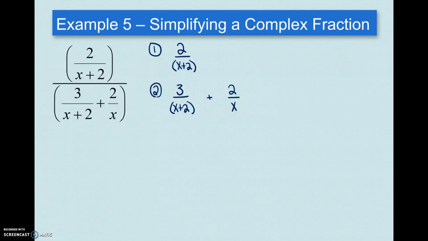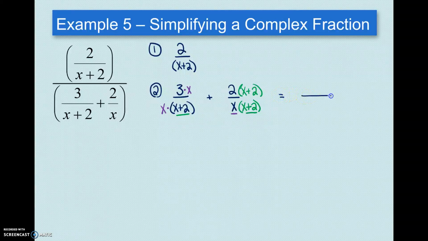So, this first denominator has an x plus 2. So this denominator over here needs an x plus 2. And if you multiply an x plus 2 on the bottom, you have to also multiply the x plus 2 on the top. Now they both have a green x plus 2. What does the second denominator have that the first denominator does not? An x. So we need to multiply the top and the bottom by the x.